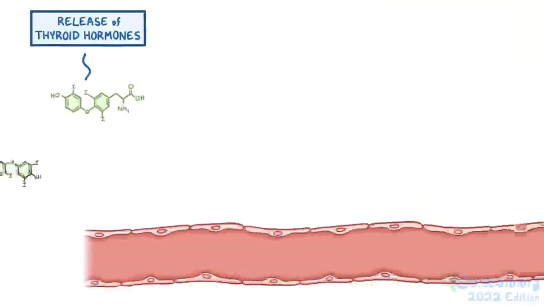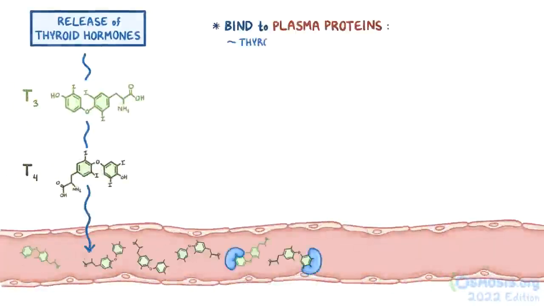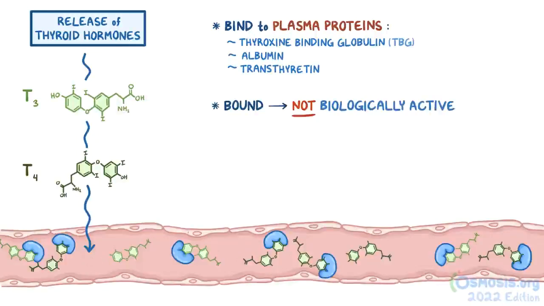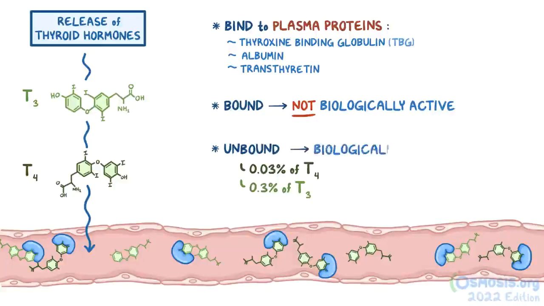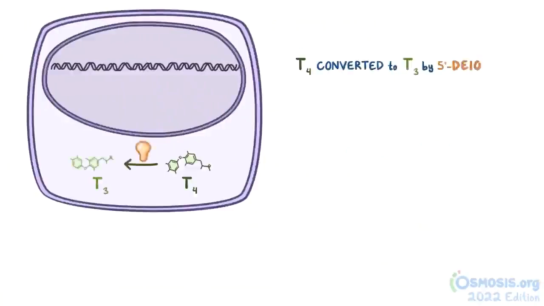Once released from the thyroid gland, T3 and T4 enter the blood and bind to circulating plasma proteins, the most important one being thyroxine-binding globulin, or TBG. But they also bind to albumin and transthyretin. Bound T3 and T4 acts like a reservoir of hormone that's not biologically active. In fact, only a small amount of T3 and T4 will travel unbound in the blood, about 0.03% of T4 and 0.3% of T3, and this fraction is biologically active, which means that this is what gets picked up by virtually every cell in the body. Once inside the cell, T4 is mostly converted into T3 by the enzyme 5-deiodinase.